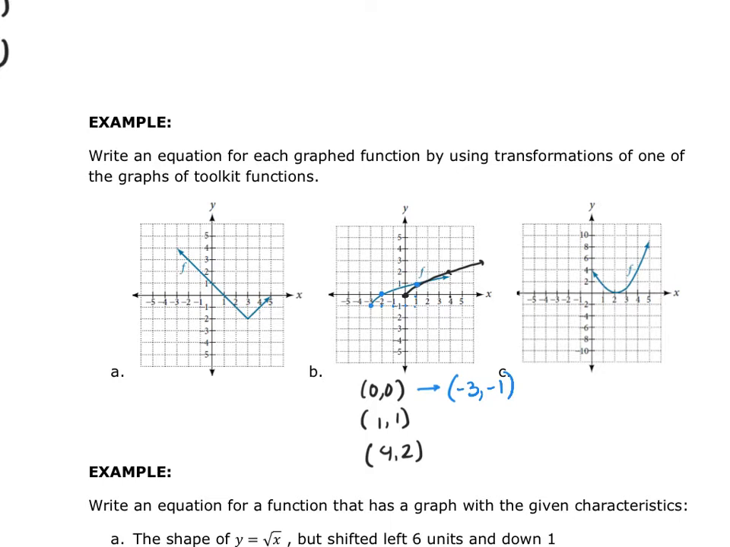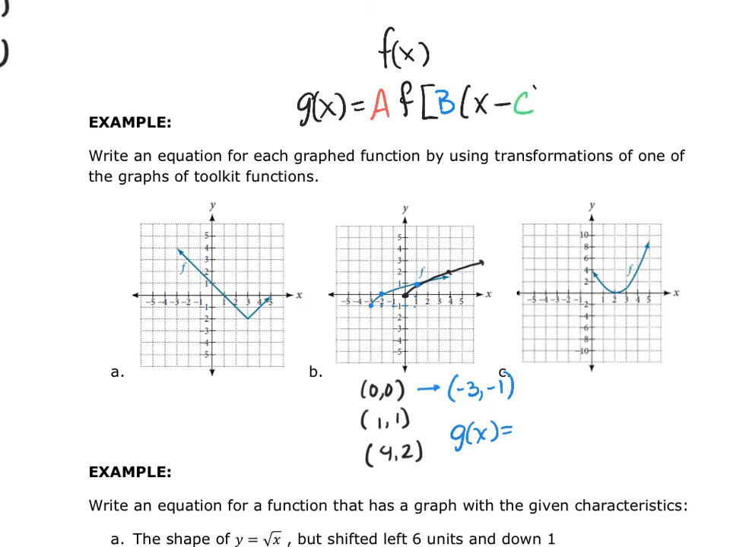If it is strictly a movement left or right, then my function g of x, as I'll call it, is equal to, now remember, if I have some function f of x, then my g of x function would be equal to a, that is my horizontal or vertical shrink or stretch and or reflection, f of b, that is my horizontal shrink and stretch, x minus c, that is my movement left or right, and then plus d. So that is my up and down.